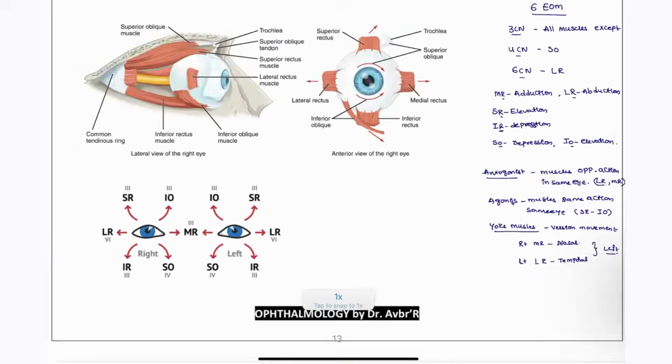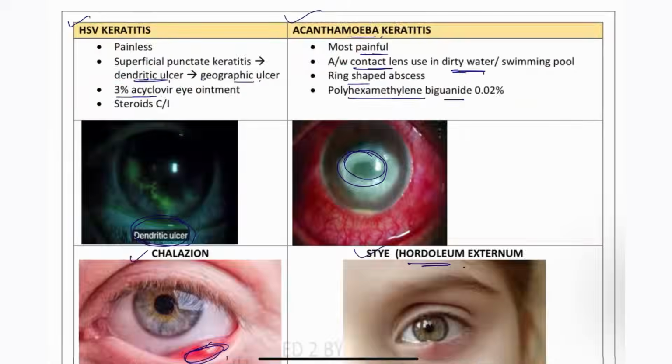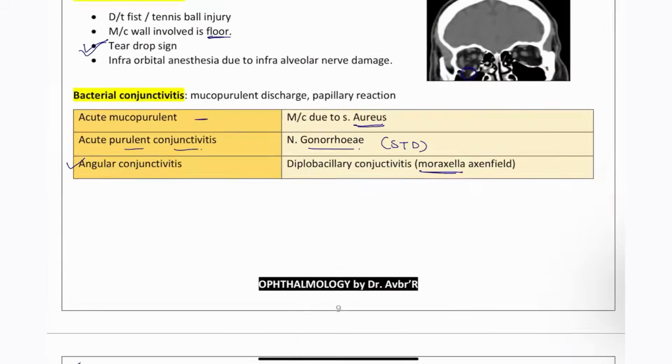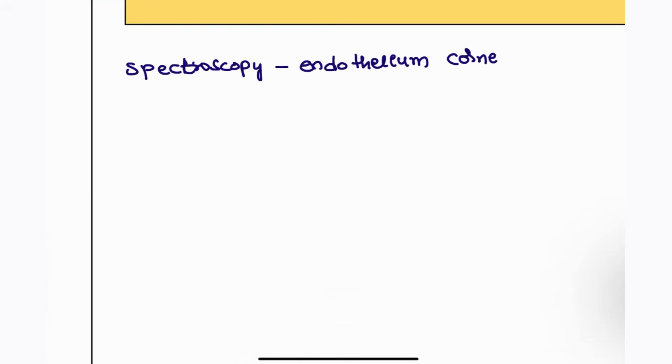Okay. Next, I want you guys to know some of the important tests. So here, I'm going to write the important tests. What are the important tests that you have to take note of? First, specular microscopy. So specular microscopy we are going to use for the patient's endothelium. Endothelium of the cornea. You are going to look for it with specular microscopy. Right. Next, tonometry. Tonometry is important to measure the IOP.